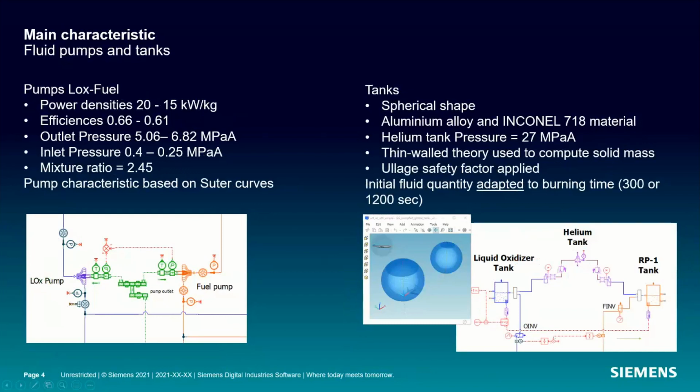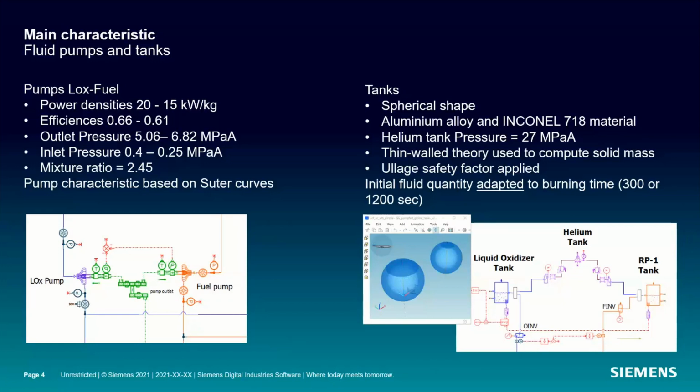The next characteristics when you look at the design of these two different architectures are our pumps and our tanks, right? So from a pumping standpoint, we knew that the power density needed to be 10 to 15 kilowatt per kilogram. It needed to have an efficiency between 0.61 and 0.66. And we had to regulate the outlet and inlet pressures. And we had to look at a specific mix ratio, which you do when you look at your propulsion design in general, right? And for the pump itself, we had Suter curves that it was based on as parameters.